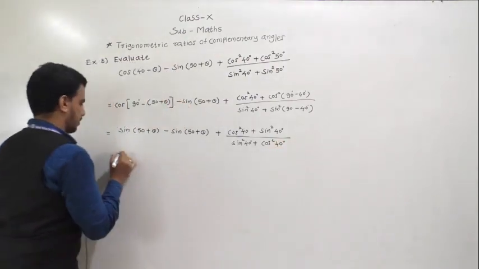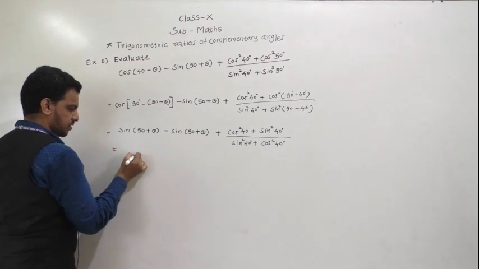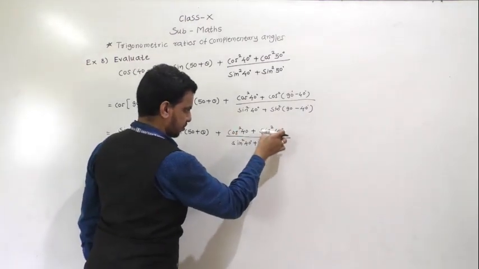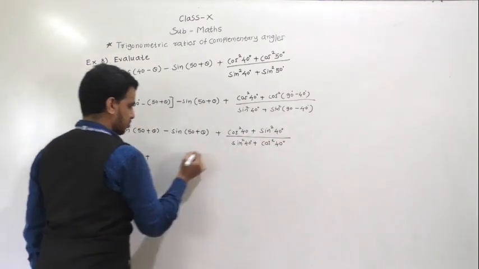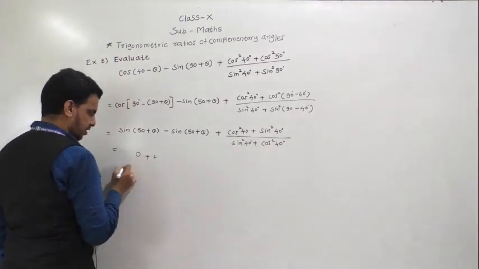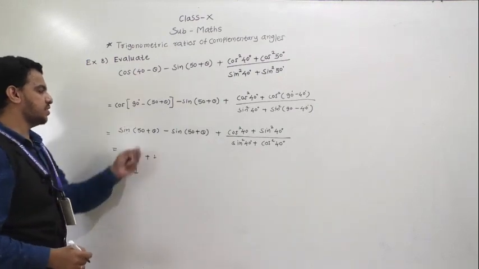Okay, now these two terms are the same, so the subtraction of these two terms is 0, plus cos square 40 plus sin square 40. Cos square 40 plus sin square 40, these two terms are the same, so this will get cancelled in total. So 0 plus 1 remains, that is 1. So the value of this expression is 1.